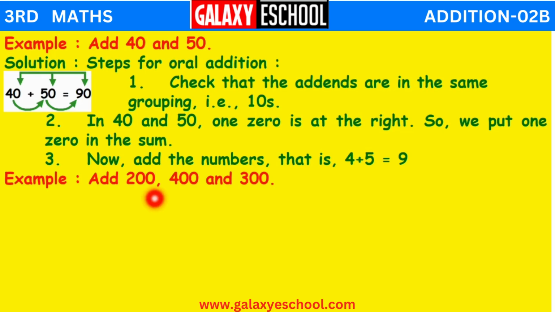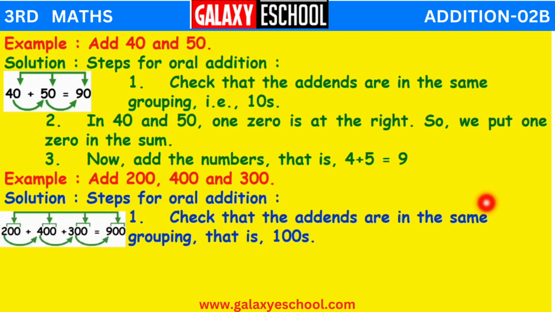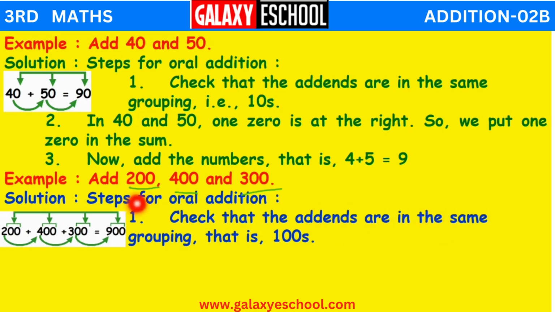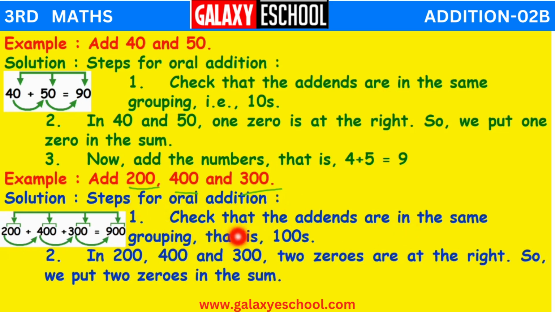Now look at the next example. Add 200, 400 and 300. You might think, oh, such big numbers. They are 3-digit numbers, and that too we have 3 numbers. Now how to add this orally? Again, this is also very simple. The first step would be again checking that the addends are in the same grouping. That is, these are hundreds, right? 200, 400, 300. So all these 3 addends are in the same group, that is hundreds. In 200, 400 and 300, 2 zeros are at the right.